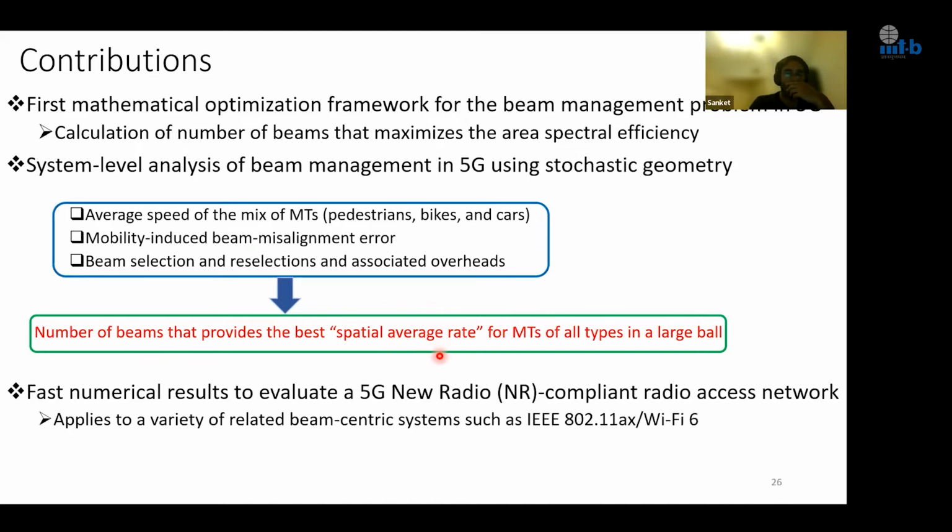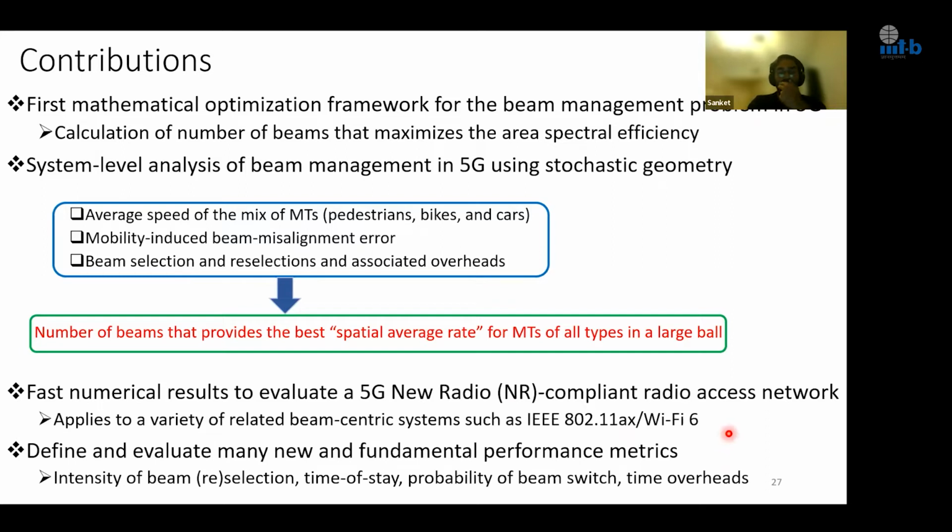And we show that this tool can give us the fast numerical result to evaluate this 5G new radio compliant radio access network. So it's not only related to the 5G NR, although the focus is only on 5G NR in this talk, but this analysis can also be applied to different beam-centric systems such as IEEE 802.11ax or Wi-Fi 6. And the goal of this work is not only to analyze the beam management, because this was the first work in this area.